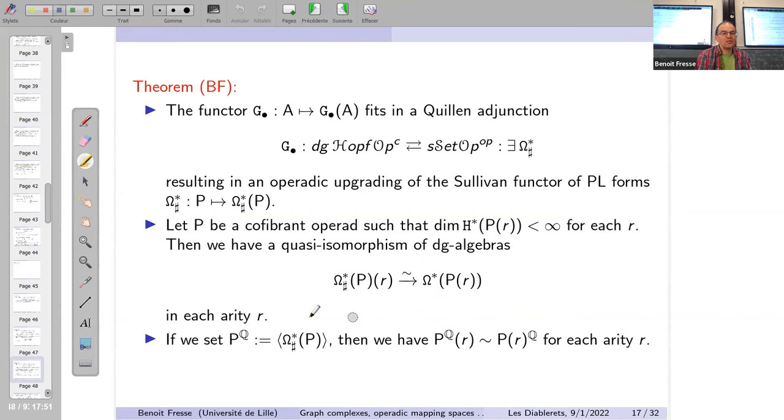So again, you can apply the same trick as for spaces. If you start with an operad P in simplicial sets, you take the image of this operad, so the model of this operad in the category of OptDG coprads, and go back by using the derived functor of G dot, so as to get a realization of this operad in simplicial sets. You get an operad PQ, whose underlying spaces PQR are the same up to homotopy as the rationalization of the spaces PR that underlie P.